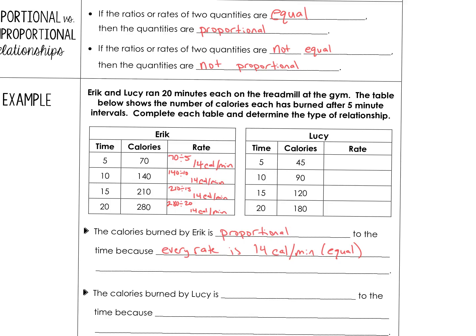With Lucy's, our first one, she's burning 45 calories in 5 minutes, which ends up being 9 calories per minute. And then it's 90 divided by 10, which is also 9 calories per minute. And then 120 divided by 15 ends up being 8 calories per minute. And 180 divided by 20 is back to 9 calories per minute.